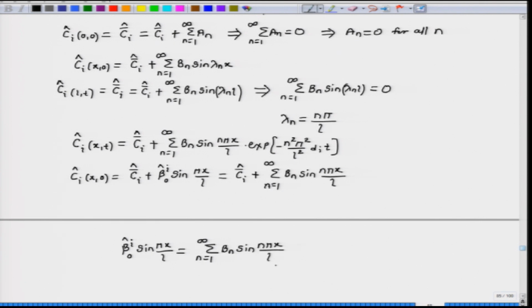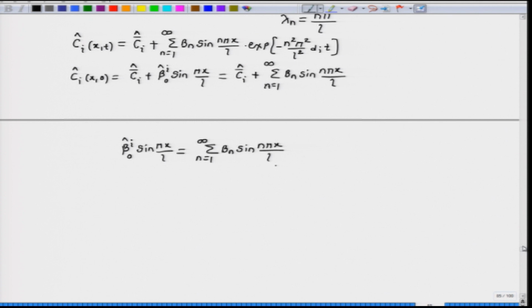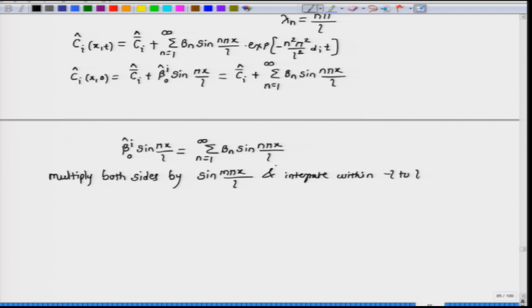Now, to obtain the values of bn, what we do? We multiply both sides by sin mπx by L and integrate within the interval minus L to L. Here m is an integer.